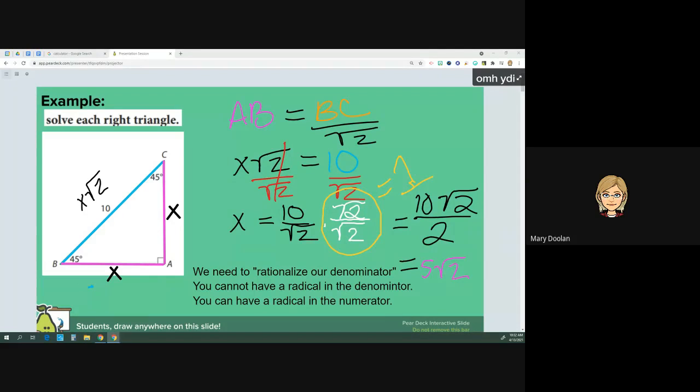So x is equal to 5 square root of 2. X is equal to 5 square root of 2. And we have now solved the right triangle because we know all 3 angles, we know all 3 side lengths. This is the hypotenuse, 10. And then the 2 leg lengths are 5 square root of 2.